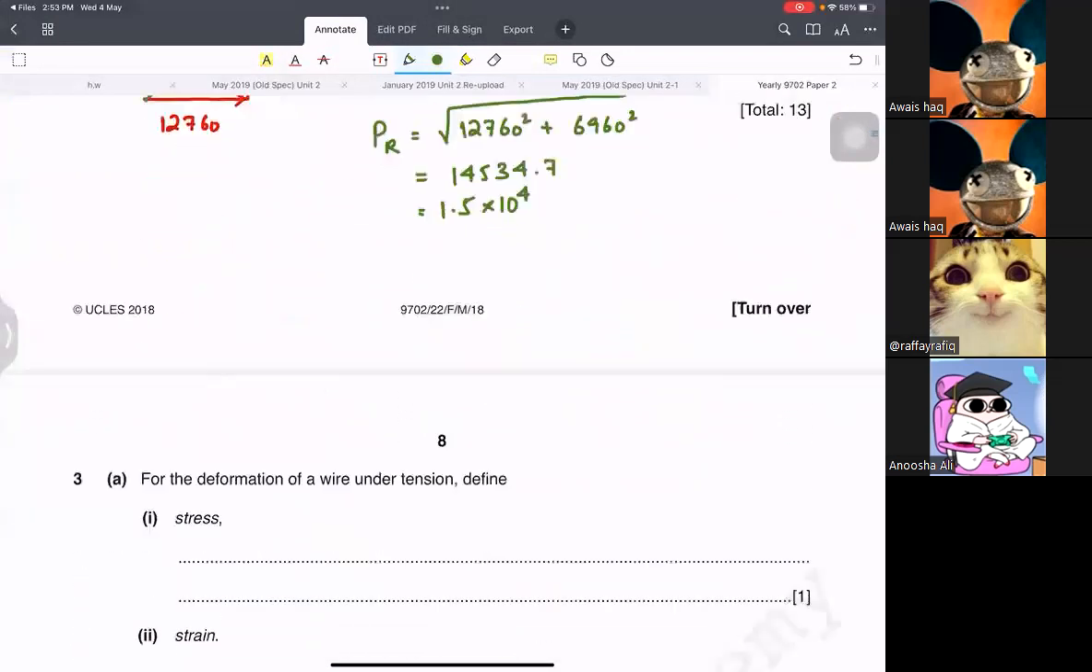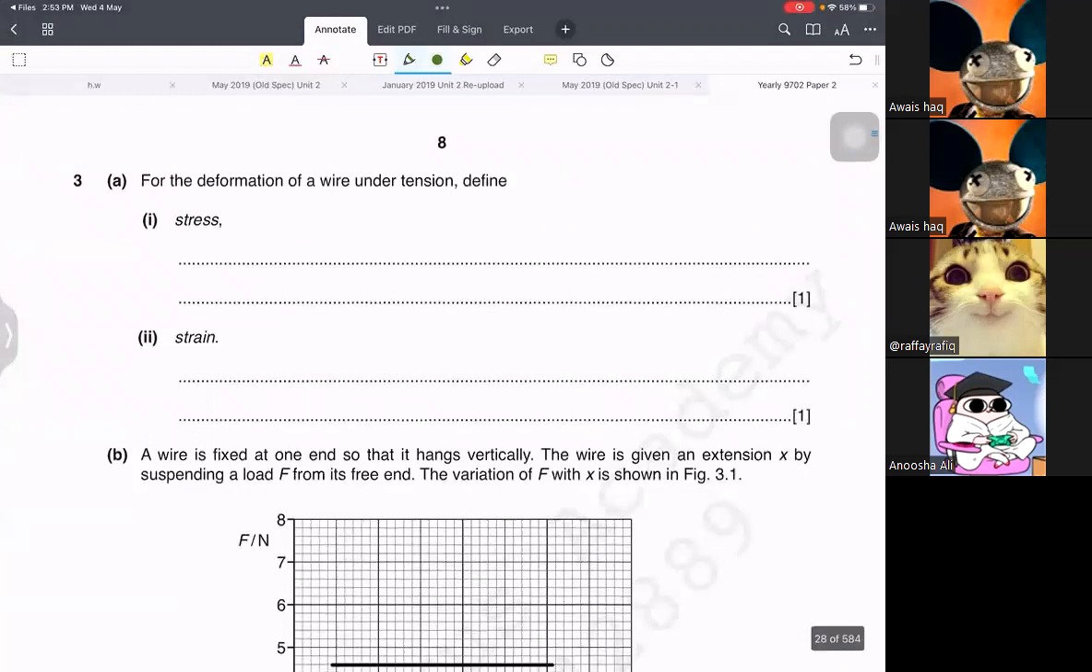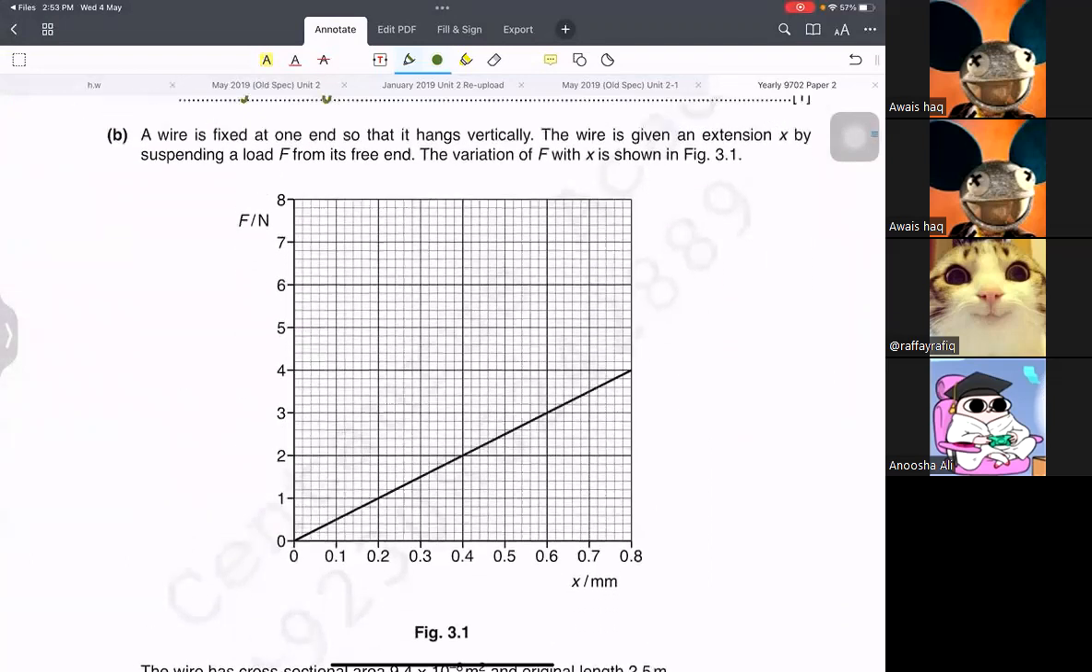Now, then comes question three. For deformation of a wire, define what is stress. So stress is just force over area. You can write force per unit area, that's fine. Strain is the extension over original length. So you can just write it like this, okay? You can also write ratio of extension to original length. That is extremely fine as well.